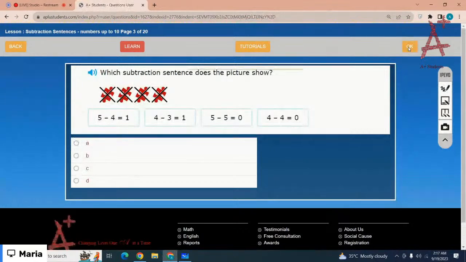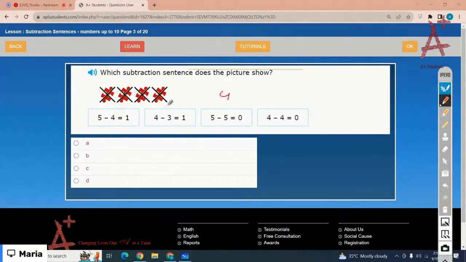Okay, which subtraction sentence does the picture show? So which is the correct option? You can see you have four pieces of puzzles, right? One, two, three, four. They all are crossed. So that would be 4 take away 4. And you're left with 0. You have no one without the cross. So that would be 4 take away 4 equals 0. The last option is the correct one, right? The last one is the correct option.